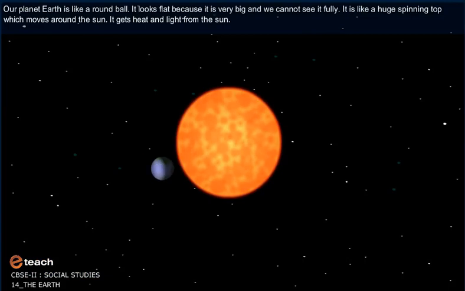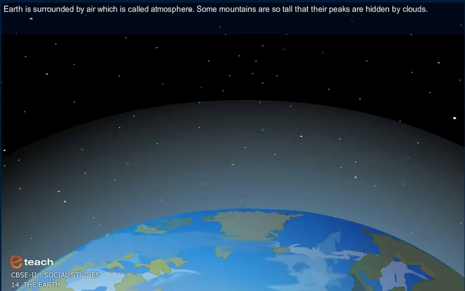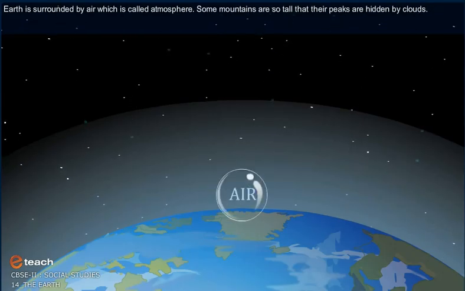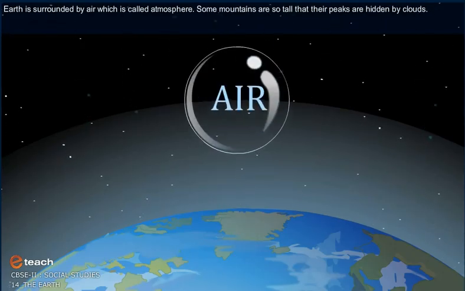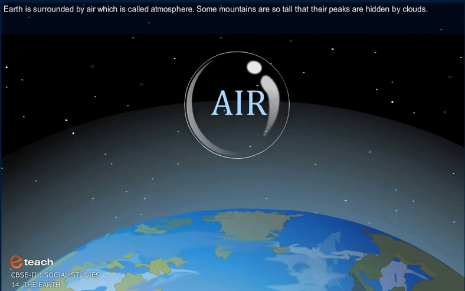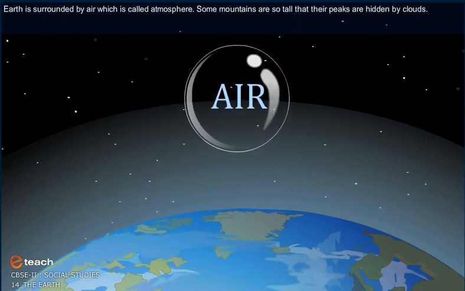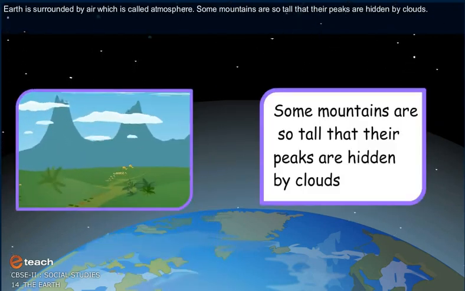Our planet Earth is like a round ball. It looks flat because it is very big and we cannot see it fully. It is like a huge spinning top which moves around the sun. It gets heat and light from the sun. Earth is surrounded by air, which is called atmosphere. Some mountains are so tall that their peaks are hidden by clouds.